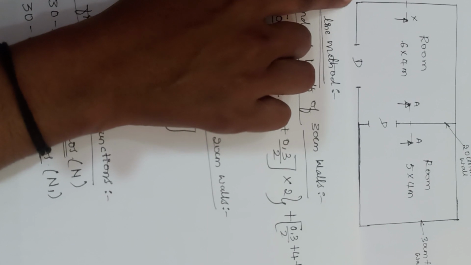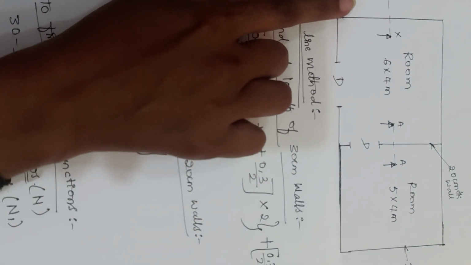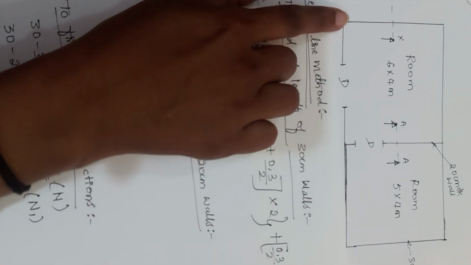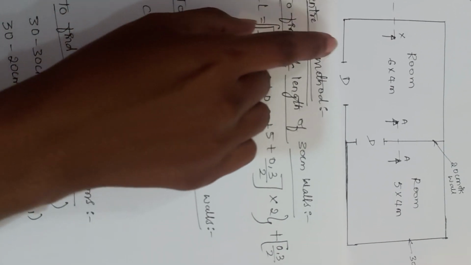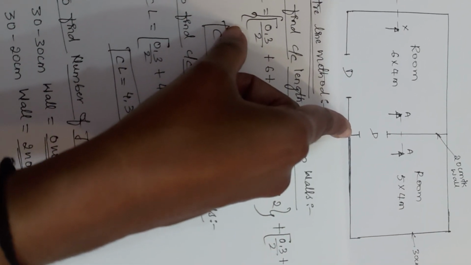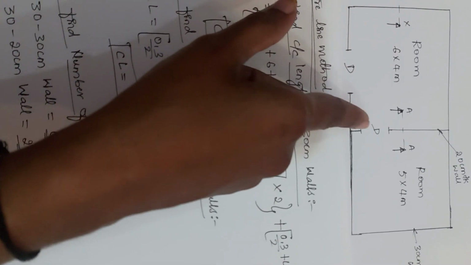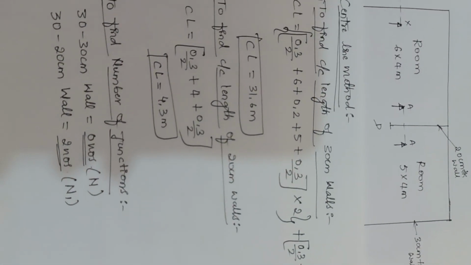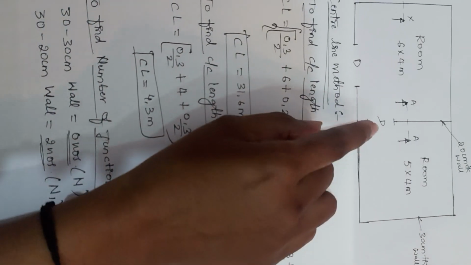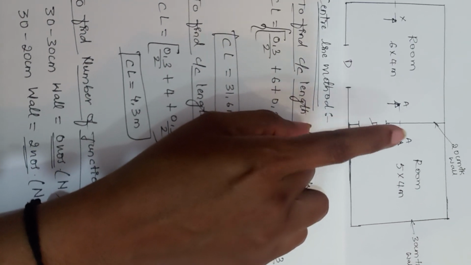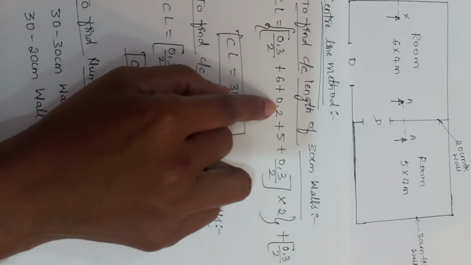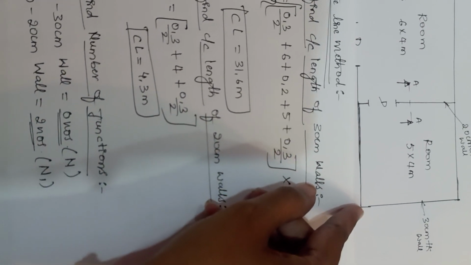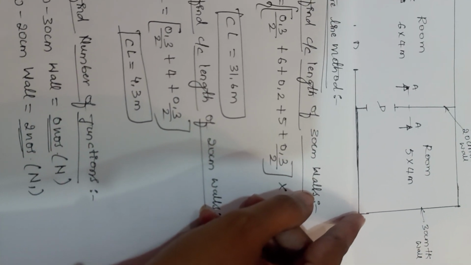Let us start with the center distance of your leftmost corner wall. This wall is 30 centimeter thick. Let us take half of the wall thickness here, written as 0.3 by 2. Plus, if you move towards the right along the horizontal direction, you get a value of 6 meter, that is plus 6, plus you have a wall here which is 20 centimeter thick. The complete wall thickness you have to take here because this wall is coming in the middle portion. So add 6 with 0.2, plus the remaining is 5, and then at the end you have to consider half of the wall thickness, which is 0.3 by 2.